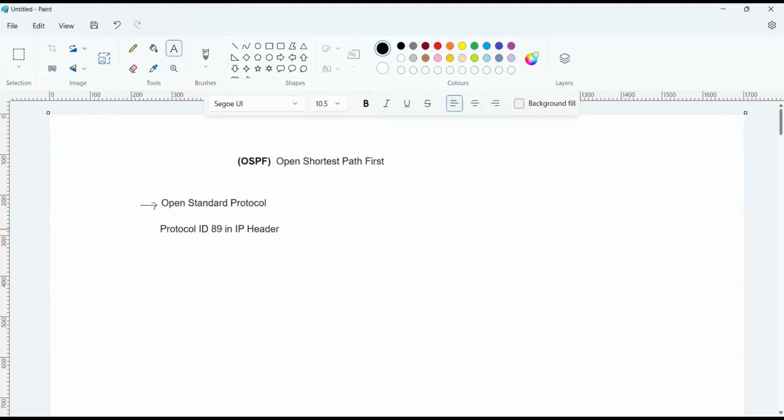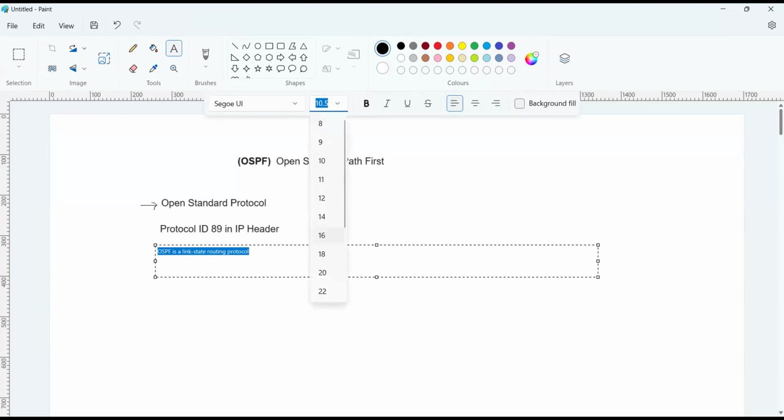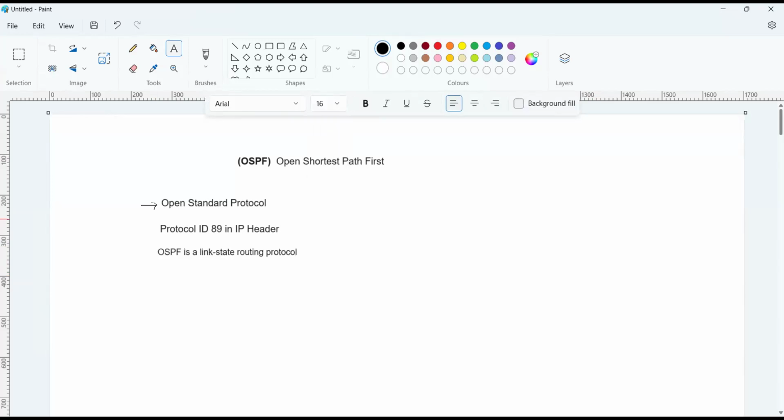And OSPF, mainly, is a link state routing protocol. OSPF is a link state routing protocol. Yesterday we discussed what a link state routing protocol is and what an advanced distance vector routing protocol is.